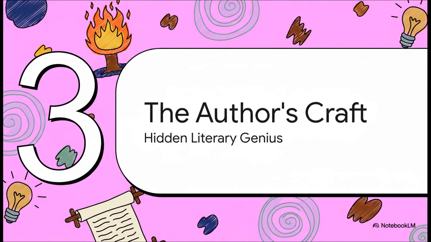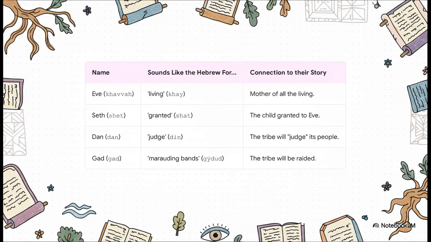Okay, and all these cultural details lead us right into our third and final category of secrets. And this is where it gets really cool. We're talking about the incredible literary craft woven into the original Hebrew, so much of which is completely invisible once it's translated. So, the authors of Genesis were absolute masters of wordplay, a technique called paranomasia.